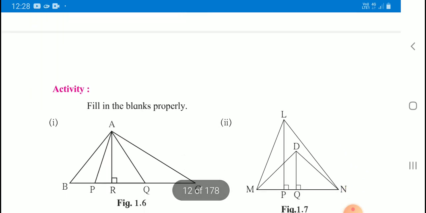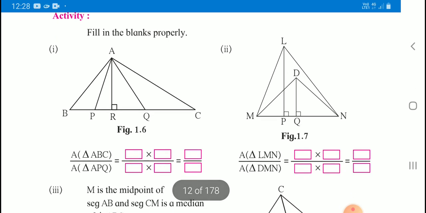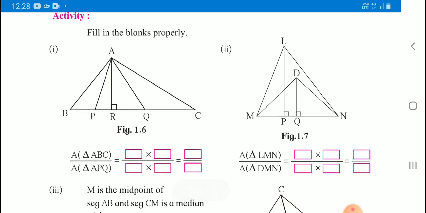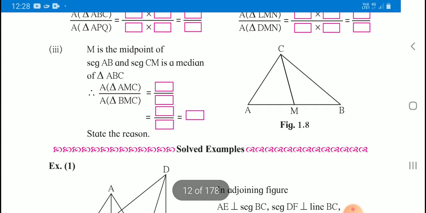So by these two properties, they have given the activities there. So you have to write these activities in your notebook.